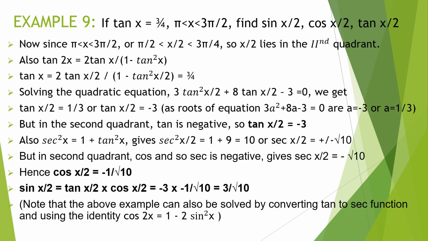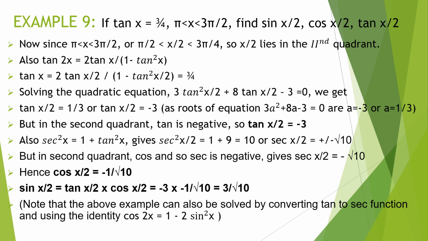Now example 10. This is a different kind of example. If tan x is equal to 3 by 4, and x lies between pi and 3 pi by 2, find sine x by 2, cos x by 2 and tan x by 2. We have done a similar type of example, but here the angle which we have to find out is for x by 2. So first thing is we convert our x to x by 2 by dividing by 2.